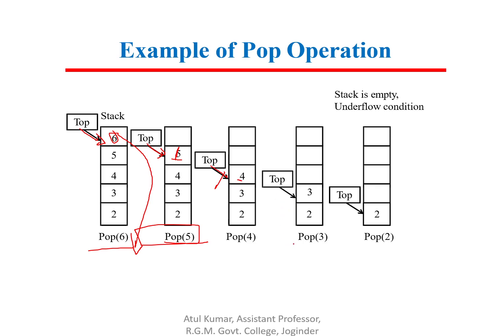After one more pop operation, the top is decremented by 1 and points to this element 3. When we apply one more pop operation, then the top is pointing to this element 2. When we apply one more pop operation, then this element 2 is deleted, and in that case the value of top is equal to -1 if we are implementing the stack with the help of an array.